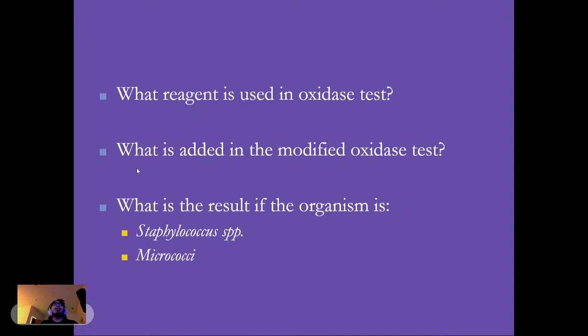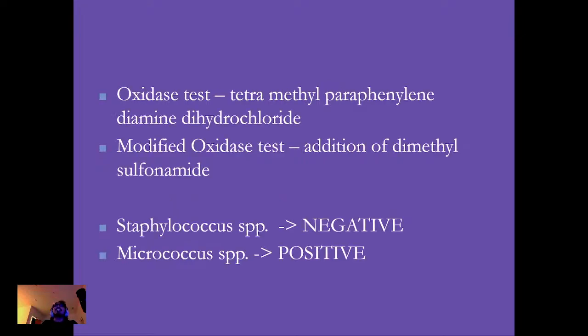Okay, class? For the modified oxidase test, we just add dimethyl sulfoxide. So, oxidase test positive, who is it? Staph species will have a negative oxidase test, while Micrococcus species will have a positive oxidase test. What reagent do we use? Tetramethyl paraphenylene diamine dihydrochloride. See? Sir still remembers. I'm proud. There are more later, class. Chill, there's more.